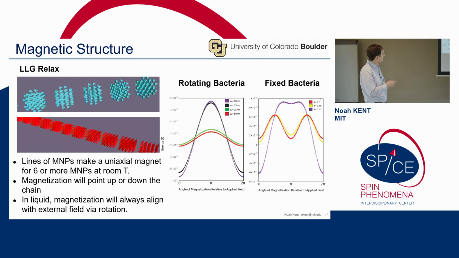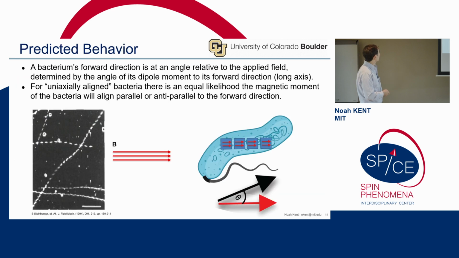And basically there's a couple of things we can draw from this. I already suspected that once I have a bunch of magnetic nanoparticles in a line, it's going to behave like a uniaxial ferromagnet. This is true. So magnetization will point up or down the chain of magnetosomes. And then in liquid, the bacteria is rotating, right? So in liquid, the magnetization will always align with the external field. That's the difference between the fixed bacteria and the rotating bacteria: for the rotating bacteria, I only have one energy minimum, where it's aligned with the external field. Okay? So I can make some predictive behavior.